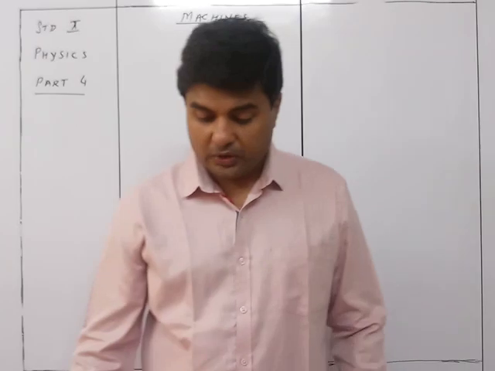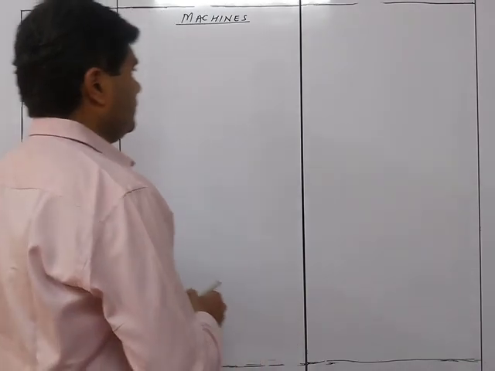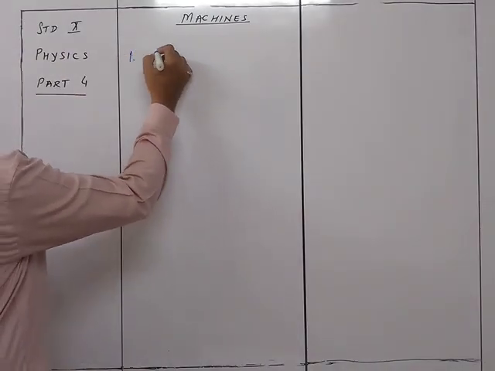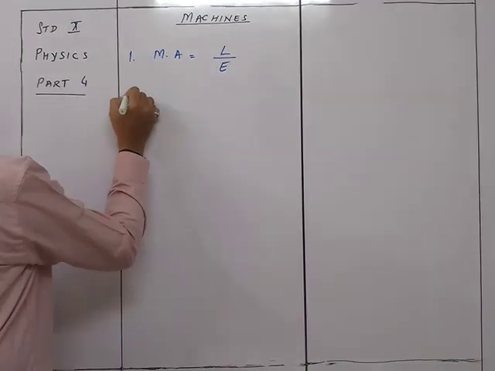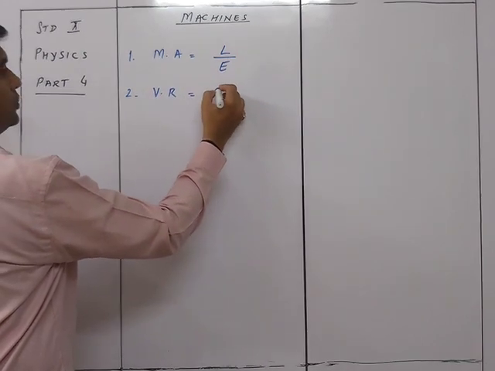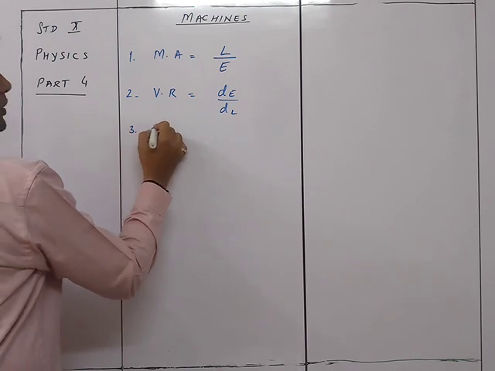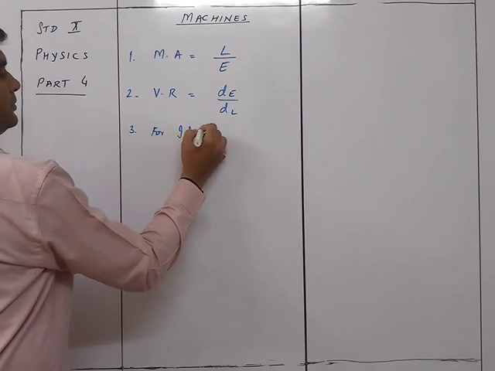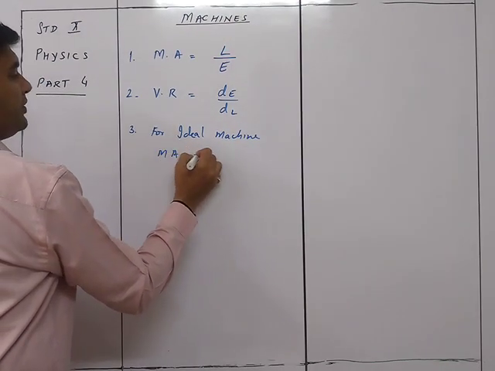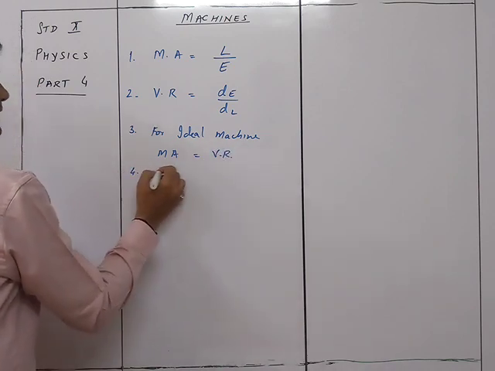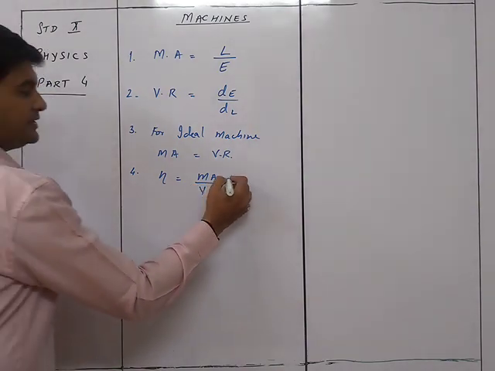Before we start, we need to write down, as usual, the formulas. The first one is MA is equal to load upon effort. Second, VR is equal to DE upon DL. Third, for an ideal machine, MA is equal to VR. Fourth, efficiency is equal to MA upon VR. If it is in percentage, then multiply by 100%.